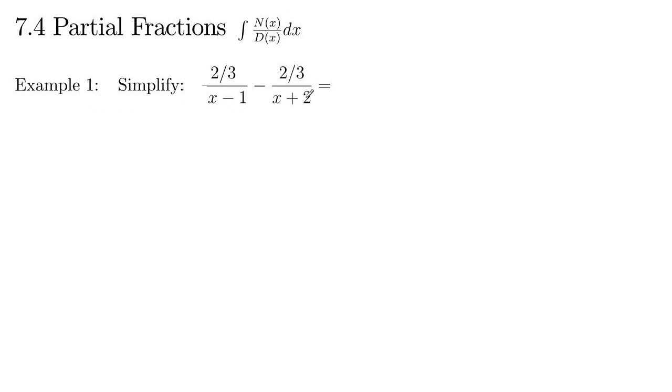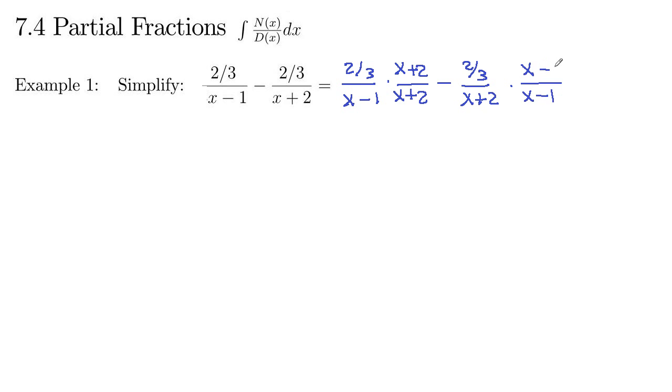So example 1, we just want to simplify this subtraction of two fractional expressions. We've got 2/3 over x minus 1, and let's leave some space in there, minus 2/3 over x plus 2. If we wanted to simplify this, we get an LCD. The LCD is just going to be the product of those two factors. So we want to multiply by the missing factor, top and bottom. In the first term, that's x plus 2. In the second term, we want to multiply top and bottom by x minus 1, which is our missing factor.